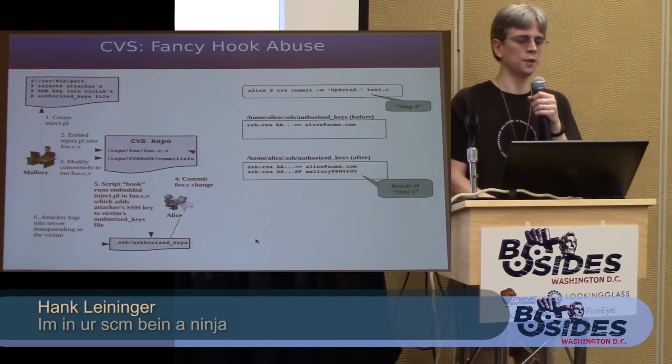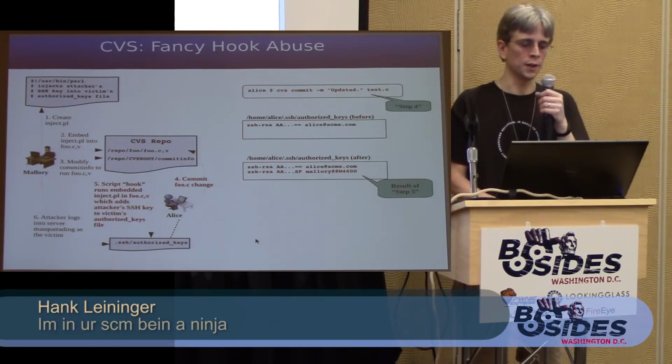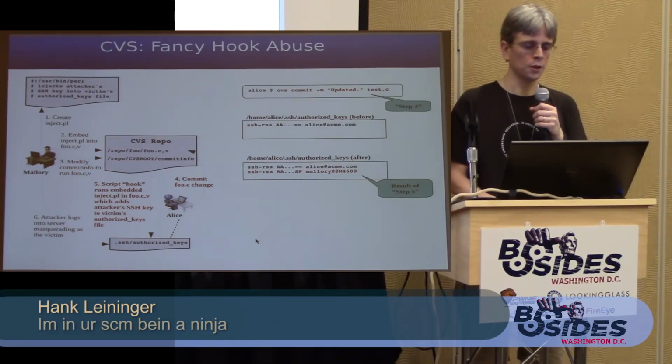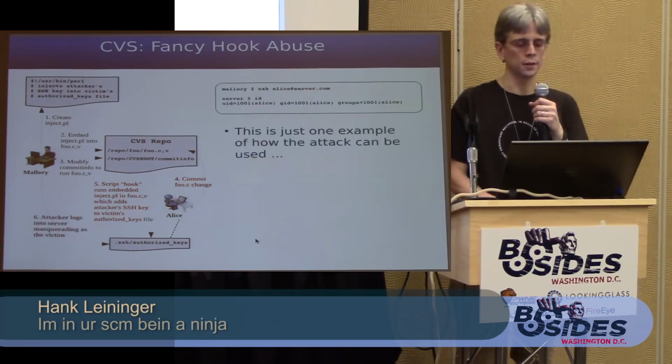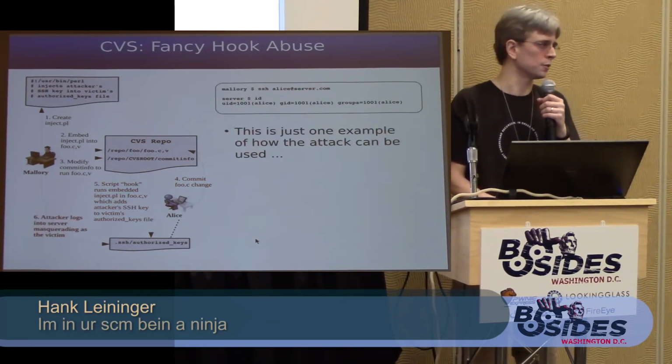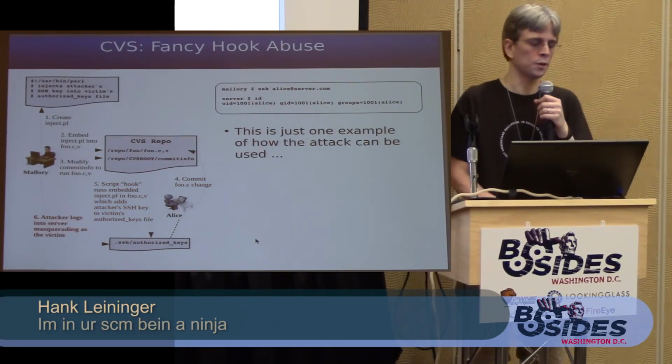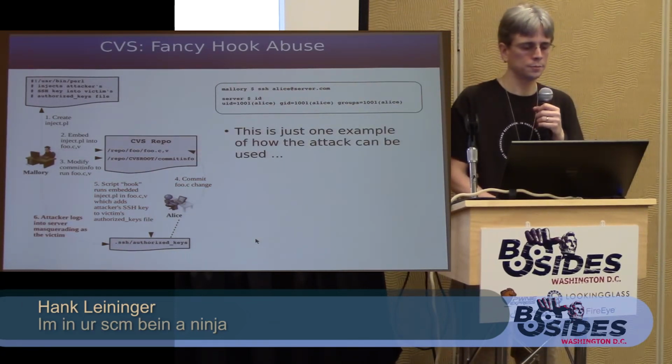And now basically the same moving parts as before. When Alice commits to this repository, that's step 4. The embedded Perl code gets executed and the public key gets added. Now again, this is just one example of how you would use this attack. You could use any kind of interesting payload you wanted, but it's an easy example.